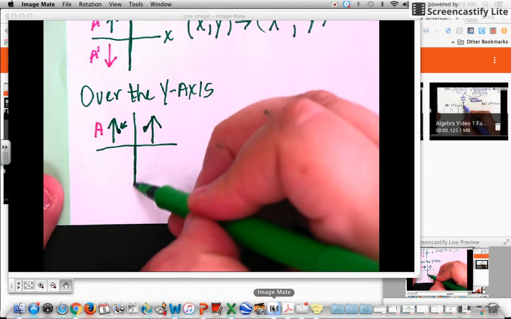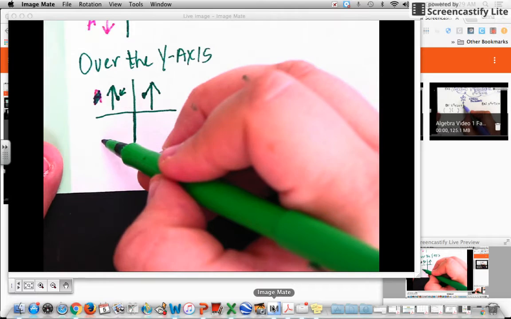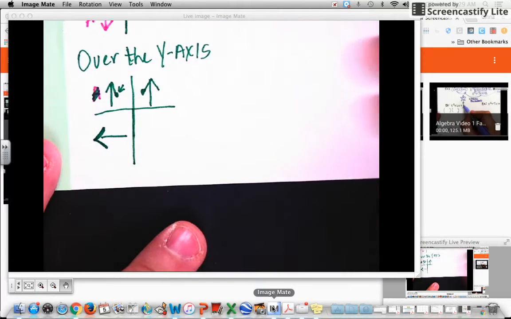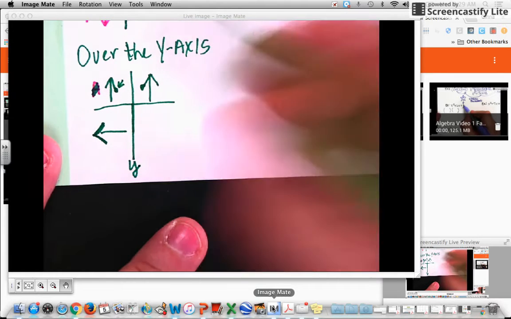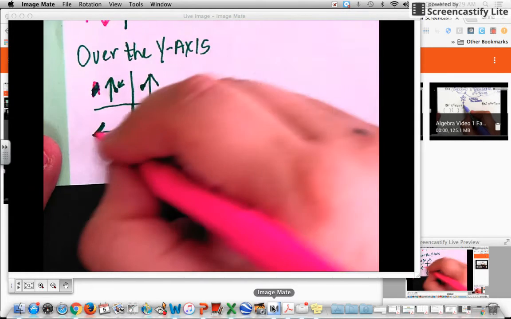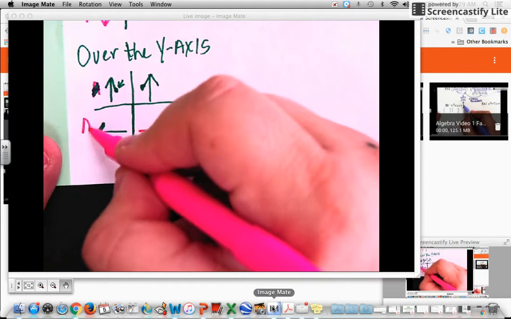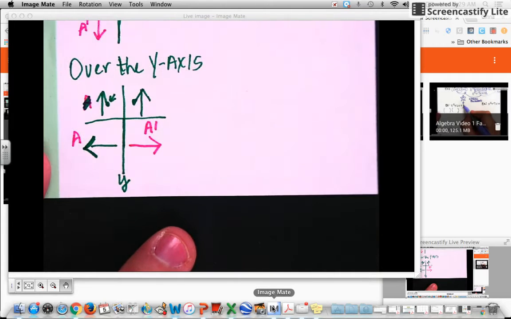Actually, you know what? Let's do this. I'm going to do one on the bottom. Let's cancel that one out. I'm going to do this. If I take this arrow that's pointing to the left and I reflect it over the y-axis, it is now going to switch directions. So now it's going to be facing that direction. So if this is A, this is A prime, and you can tell now that there was a direction change.